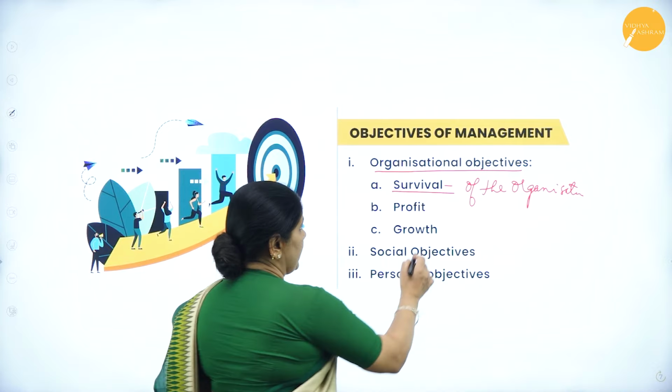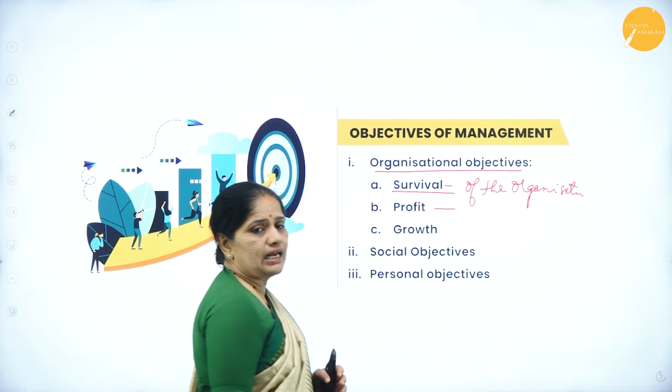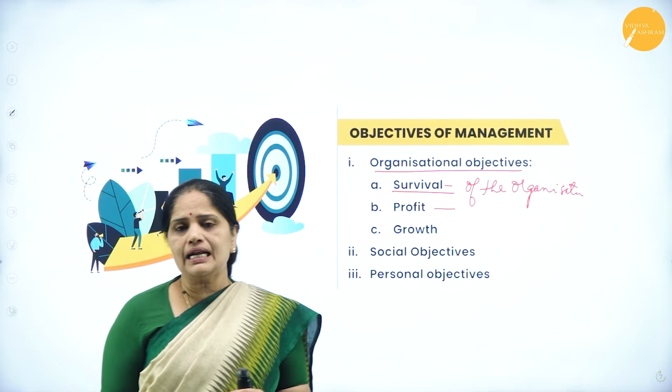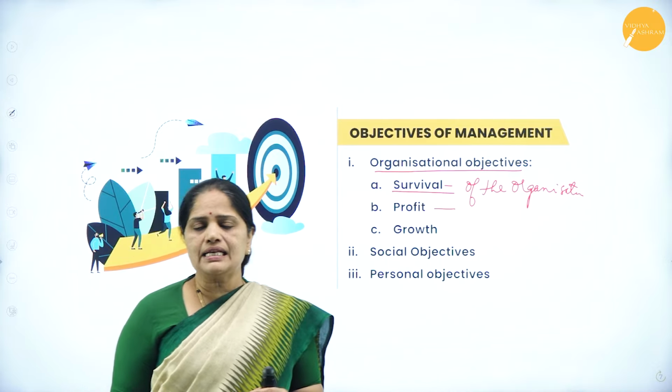Then the second one is the profit of the organization. Until and unless the organization makes profits, it cannot survive. If there are no profits in the organization, then whatever capital you have invested will start eating into the profits.